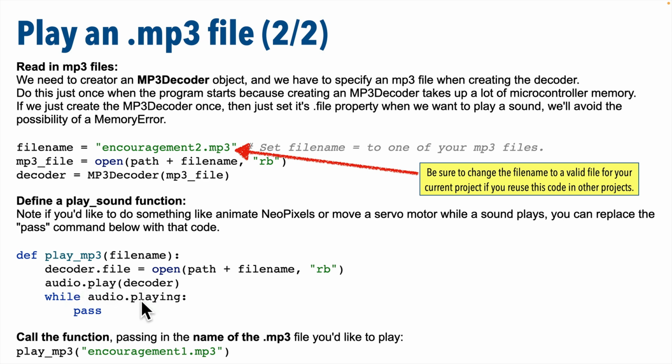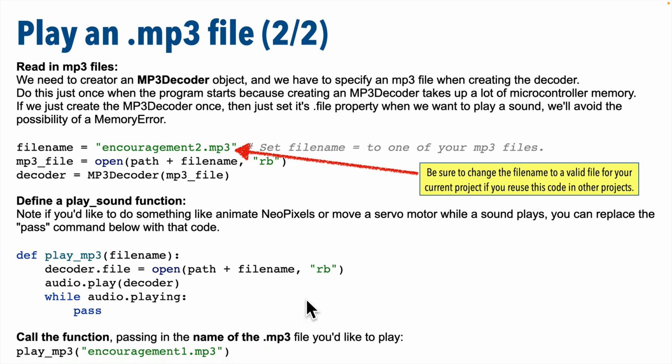And we don't do anything while the audio is playing, but as we showed in earlier lessons, we could call additional functions from inside this while loop if we wanted to perform some other tasks while the sound was playing. Just replace the pass statement with a function call. And then to play a file, we just call play_mp3, passing in the string of a valid file name.